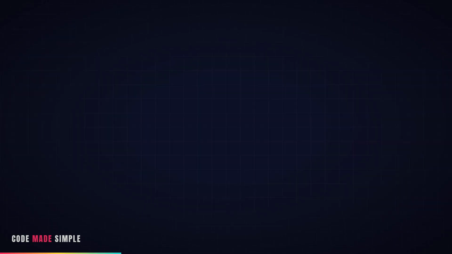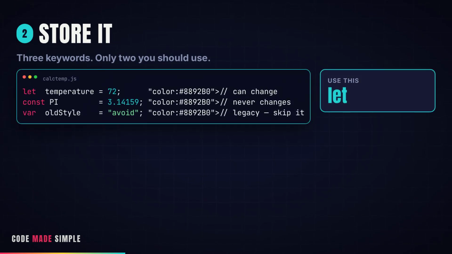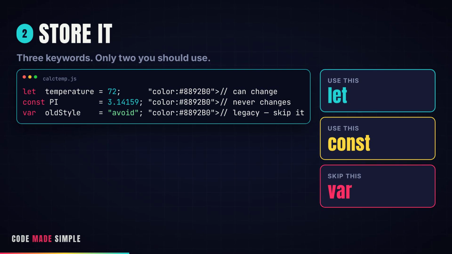Second piece. Store what you find. That's what variables are for. 3 keywords. let for something that changes. const for something that never changes. var is the old way. Use let and const.